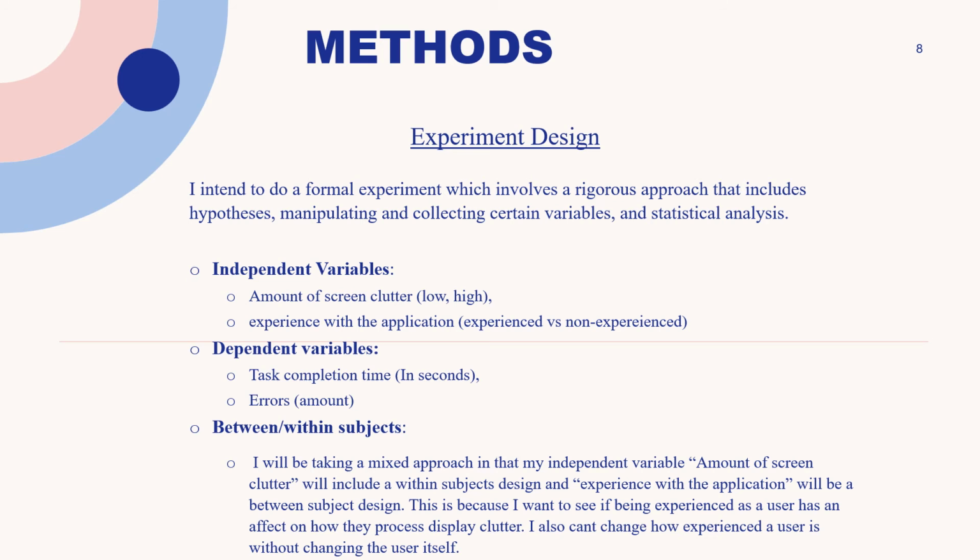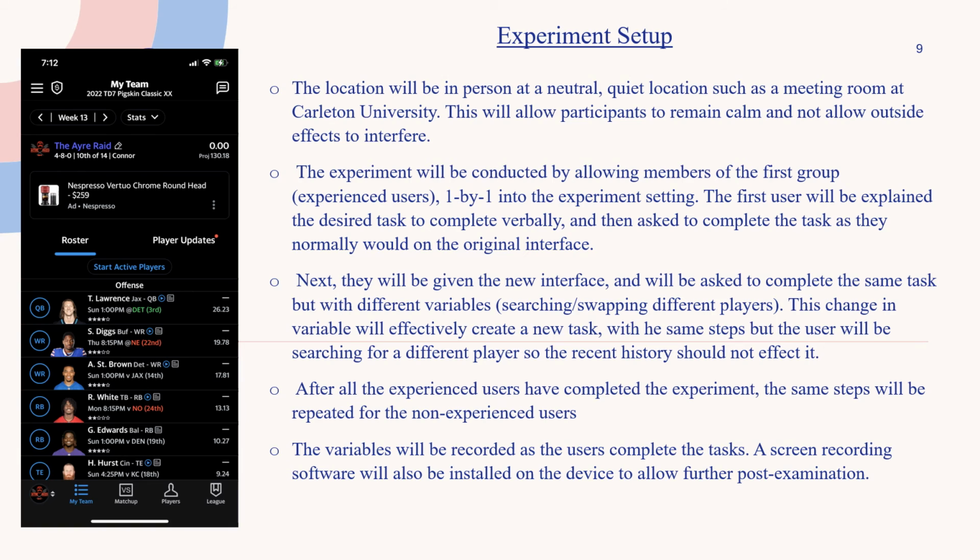This is because I want to see if being experienced as a user has an effect on how they process display clutter. I also can't change how experienced a user is without changing the user itself. The location will be in person at a neutral, quiet location such as a meeting room at Carleton University. This will allow participants to remain calm and not allow outside effects to interfere.